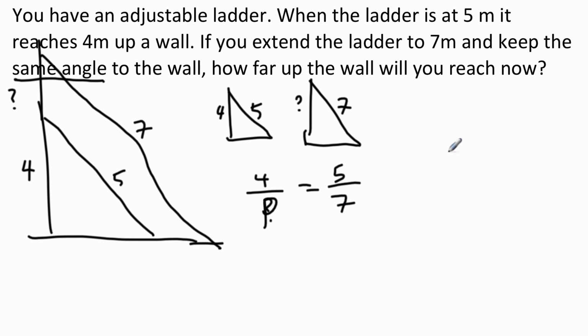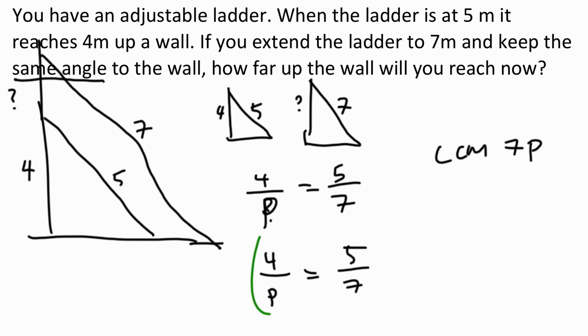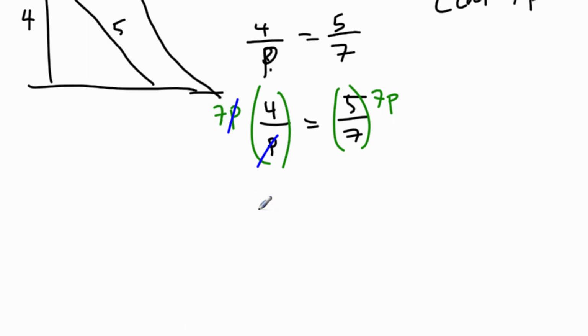I can look for a lowest common multiple. It's a P and a 7, so my lowest common multiple will be 7P. So I'm going to take each side, I'll take the 4 over P, and I'll take the 5 over 7. Take this side and multiply it by 7P. Take this side and multiply it by 7P. Again, you can use cross multiply and divide, but that's based on this principle. On this side, the P's cancel, so I'm left with 7 times 4 is 28. On this side, the 7's cancel, so I'm left with 5P. Now, a nice, easy equation to solve.